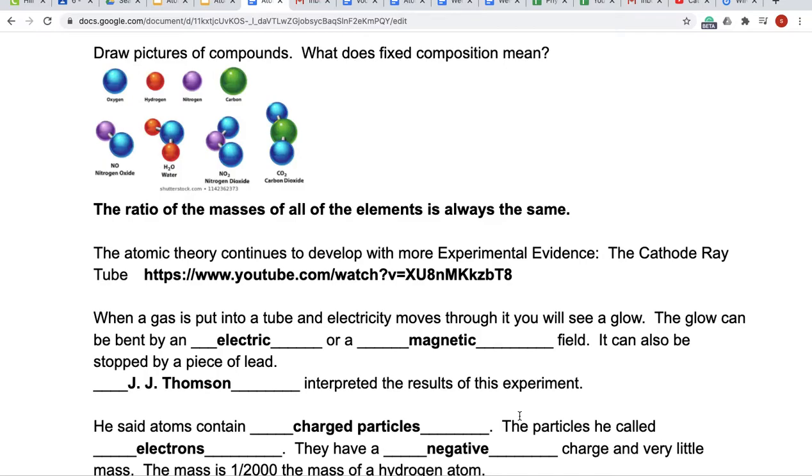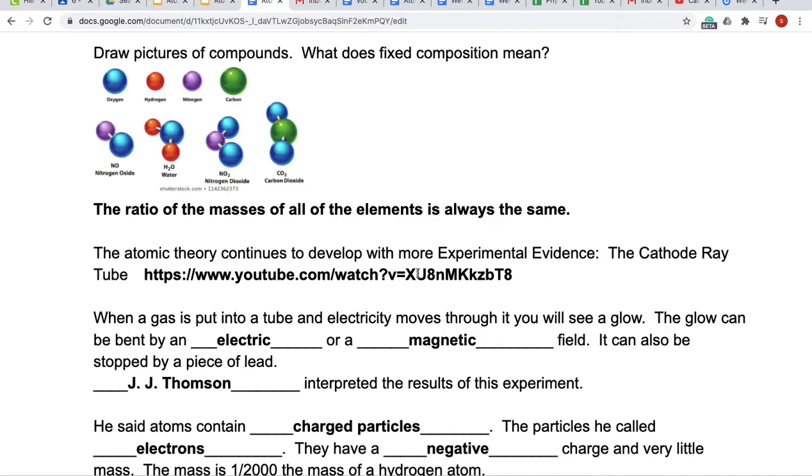After Dalton was done with his work, there was a time later that the atomic theory developed more with more experimental evidence. And there's this experiment that J.J. Thomson did with the cathode ray tube. And I actually have 2 ways to show you this. One is I can actually show that there can be a light beam that goes through this cathode ray tube that can be bent. What you can also do is see somebody else do it and explain it on this video link, which I will post on Google Classroom.